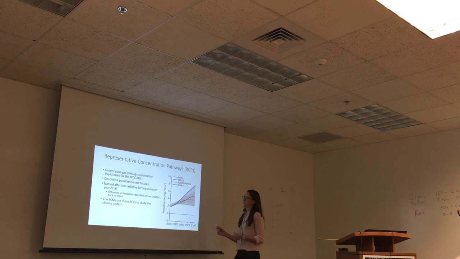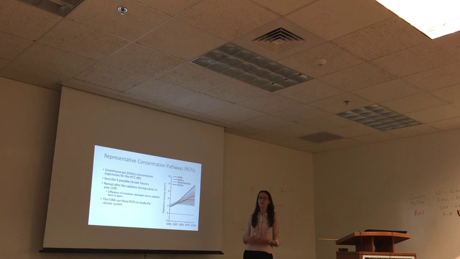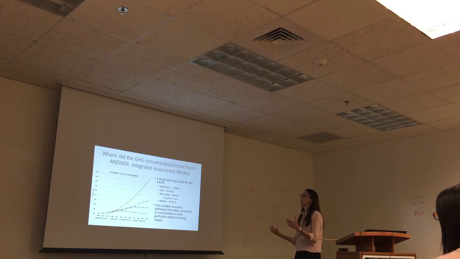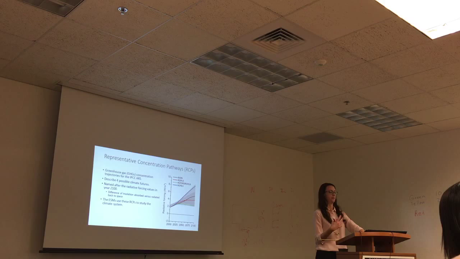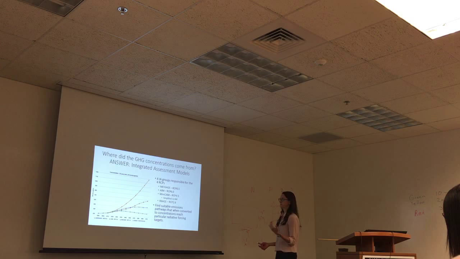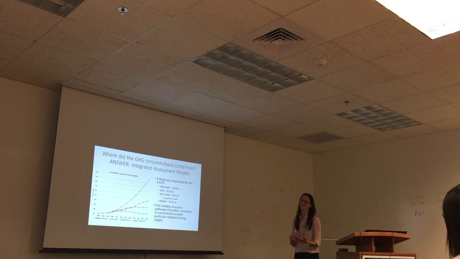The Earth system models, these big models, use the RCPs as inputs, and then they'll study the climate system. And we'll see how the climate then responds under four different scenarios. So in order to calculate the radiative forcing, we need the greenhouse gases. So where did these greenhouse gas concentrations come from? How did these RCPs get them? And where did the greenhouse gas concentrations come from to calculate the RCPs?